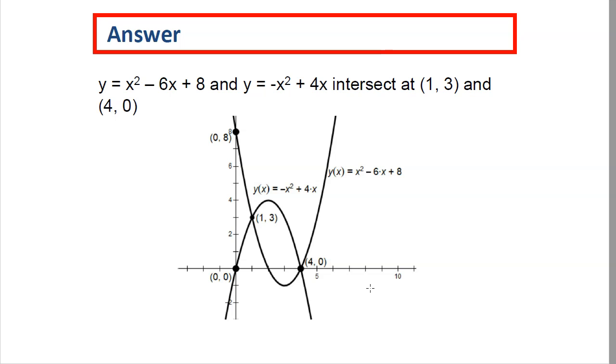Our answer is y equals x squared minus 6x plus 8 and y equals negative x squared plus 4x intersect at (1, 3) and (4, 0). And our graph is included.